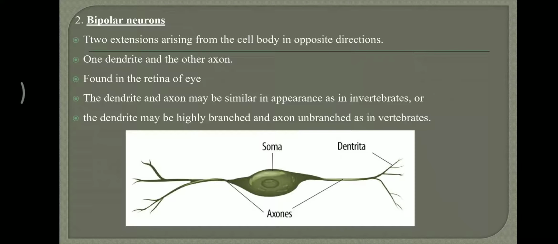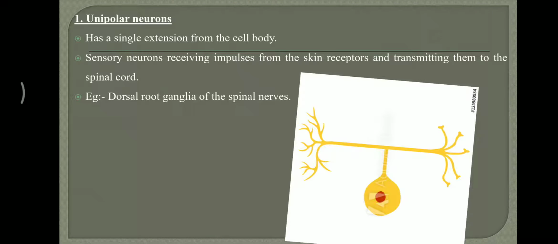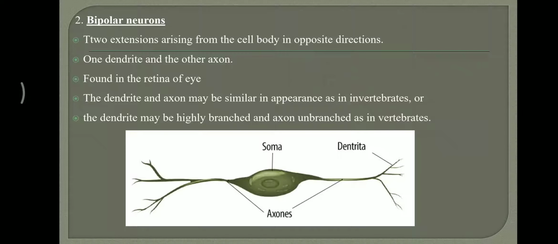Next one, bipolar neuron. In the case of unipolar neuron, we can see only a single extension. Next one is bipolar neuron. Bi means two. They have two extensions arising from the cell body in opposite direction. One is dendrite and the other one is axon.